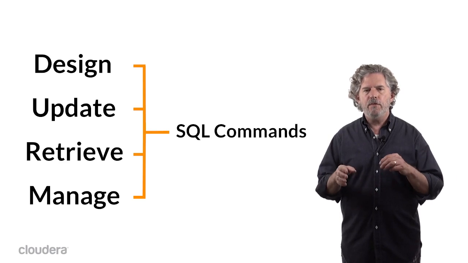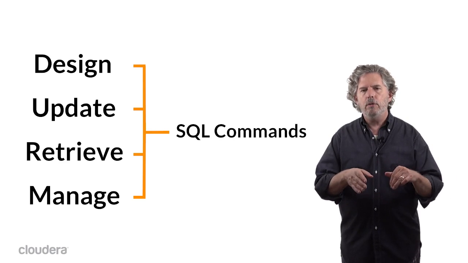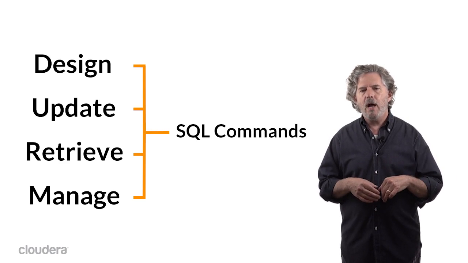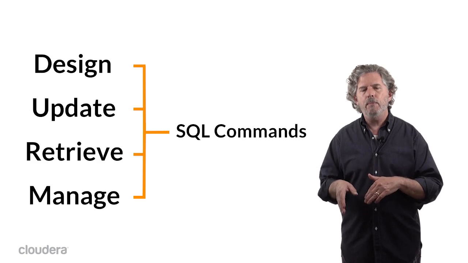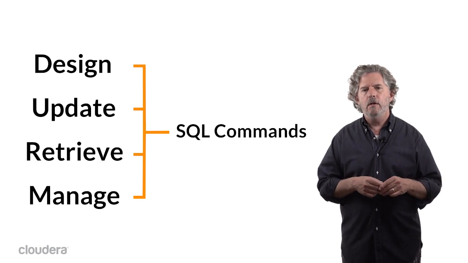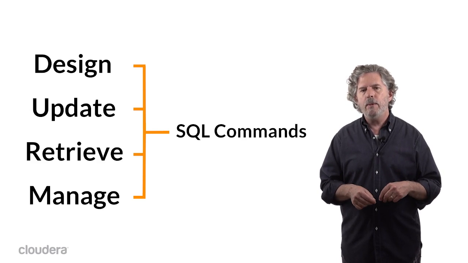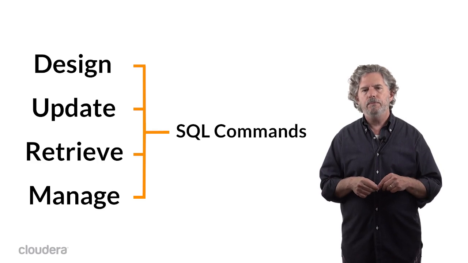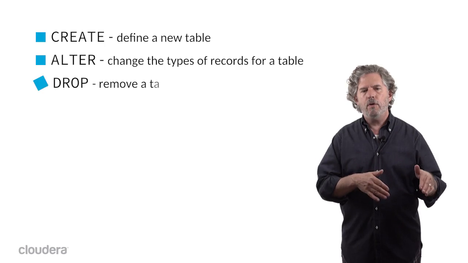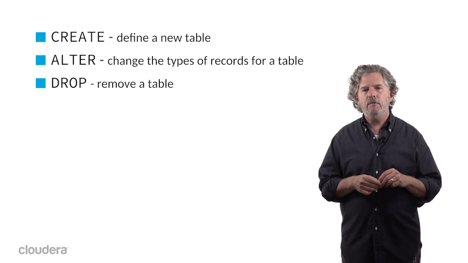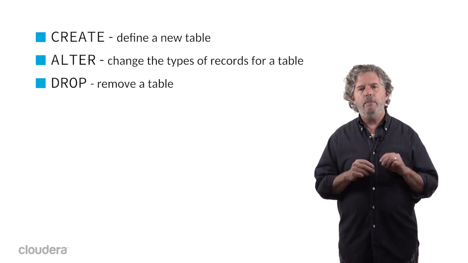The holding areas for different kinds of data in SQL are called tables. When you design your database, you set up different tables for different kinds of data. There are simple commands or statements to create a table, change what types of records the table will hold, or discard the table from your database. The SQL commands for these are simply enough: create, alter, and drop. These commands cover the activity of designing, or more accurately defining, your database.